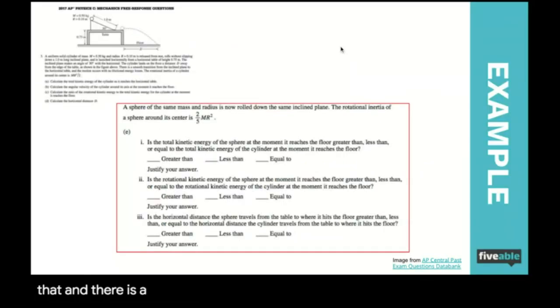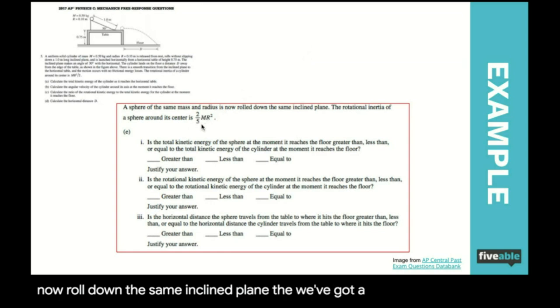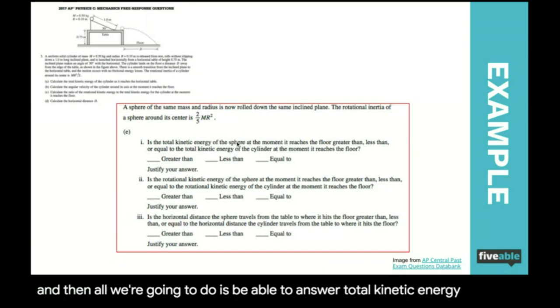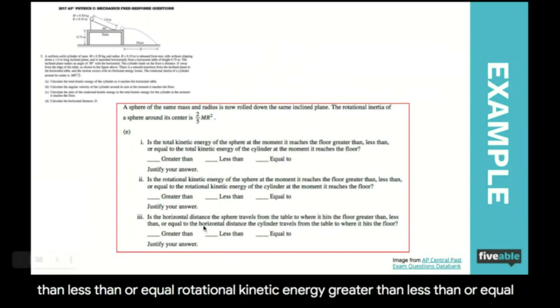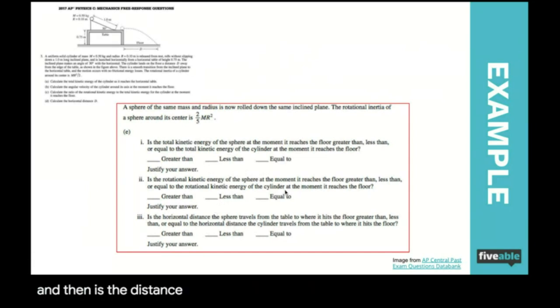And there is an E. Great. So for E, we've got a sphere, same mass and radius, now rolled down the same inclined plane. We've got a new rotational inertia. And then all we're going to do is answer: total kinetic energy greater than, less than, or equal; rotational kinetic energy greater than, less than, or equal; and then is the distance greater than, less than, or equal. Just because we are getting real short on time, I'm going to show you the answers here.